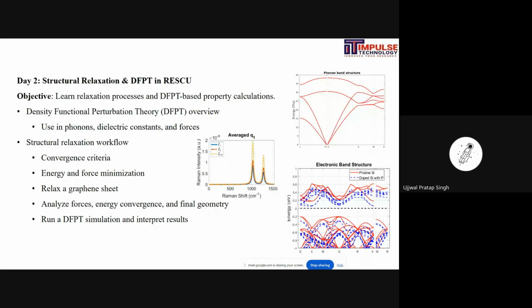On the second day, we learn about structure relaxation, basically geometry optimization for the material, and density functional perturbation theory in Rescue. We learn about the relaxation process and DFT-based property calculation, a density functional perturbation theory overview, phonons, dielectric constant and forces, and the structural relaxation workflow: convergence criteria, energy and force minimization. We relax a graphene sheet, analyze force, energy, convergence, and final geometry, and run a DFT simulation and interpret the result.